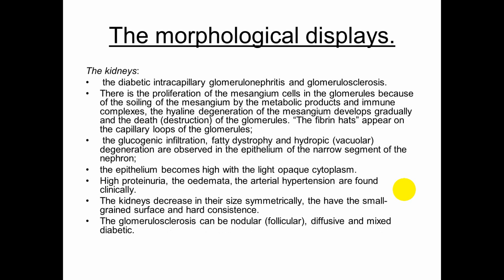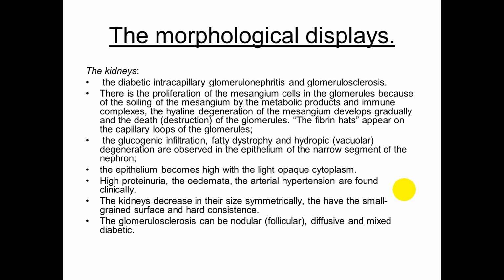Morphological change by diabetes mellitus in the kidney. In the kidney develops the diabetic intracapillary glomerulonephritis and glomerulosclerosis. There is the proliferation of the mesangium cells in the glomeruli because of the soiling of the mesangium by the metabolic products and immune complexes. The hyaline degeneration of the mesangium develops gradually, and the destruction of the glomerulus. The fibrin caps appear on the capillary loops of the glomerulus.